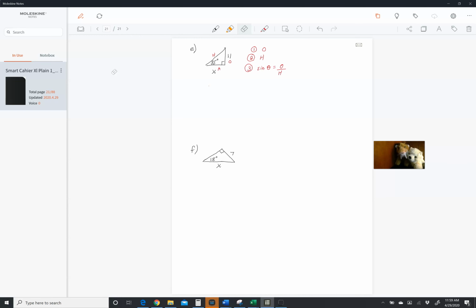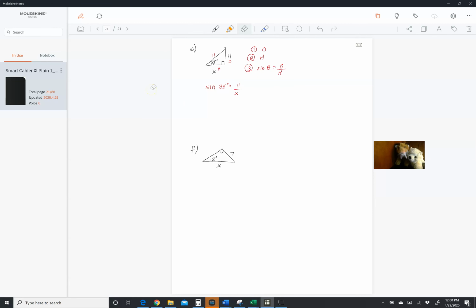So now it's a plug and chug. Sine of 35 degrees is equal to 11 over x. Now here I'm going to go through the algebra again just so that you see it one more time. But again, you can go straight to the last step here. You don't have to go through the algebra every time. I'm okay with you skipping it.